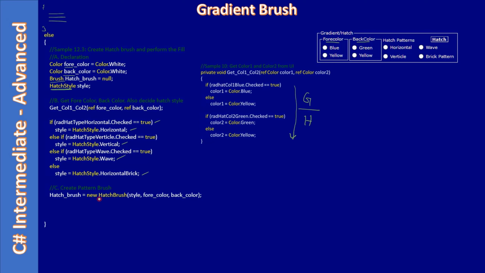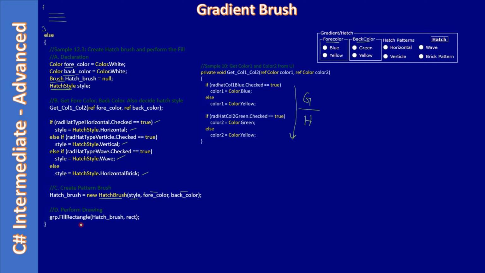And here we construct our hatch brush, and if you see, first we pass the style, what hatch brush or pattern brush we want: horizontal, vertical, wave, or horizontal brick. There are other styles also, you can experiment yourself just by keeping a period. You will see the other available brushes through IntelliSense. Then for the constructor we pass the fore color as well as the back color.